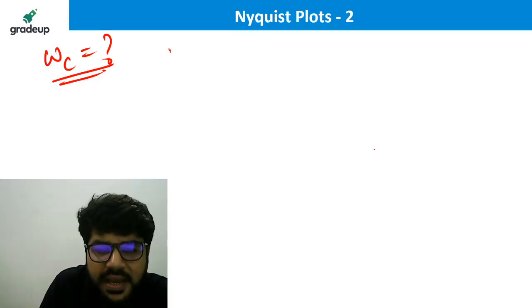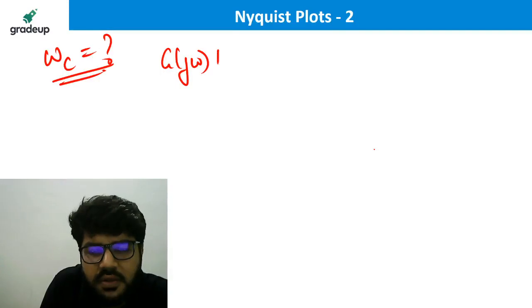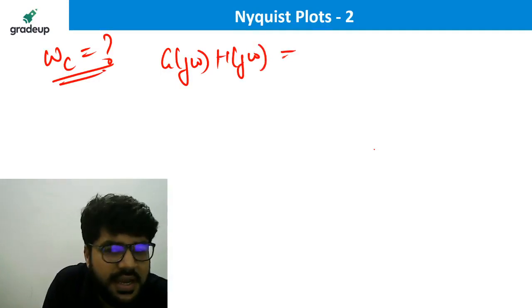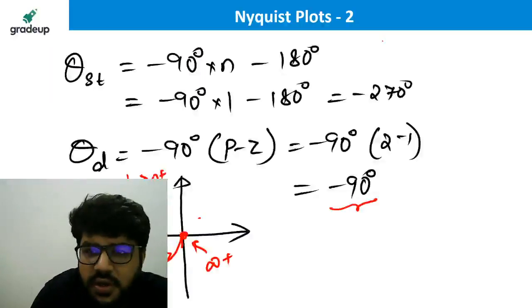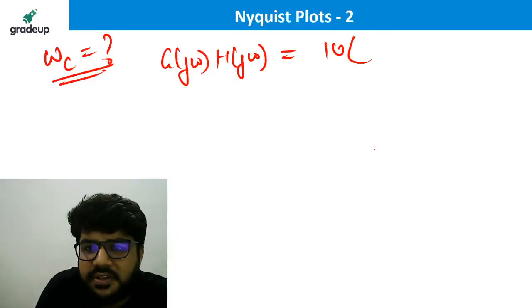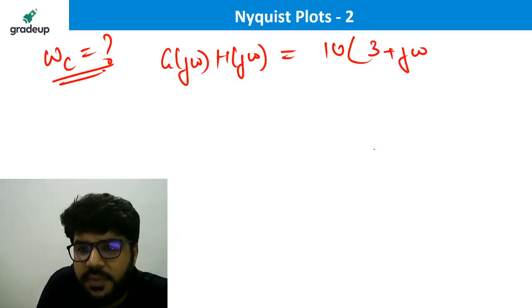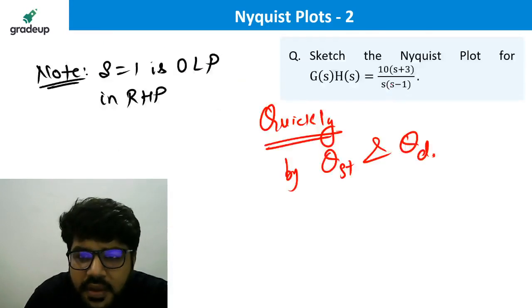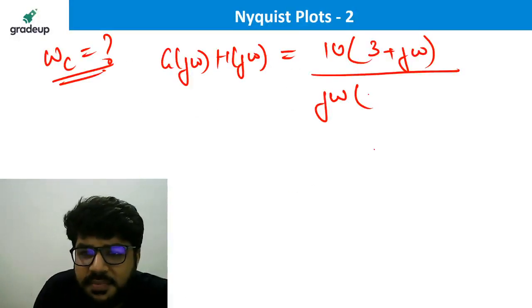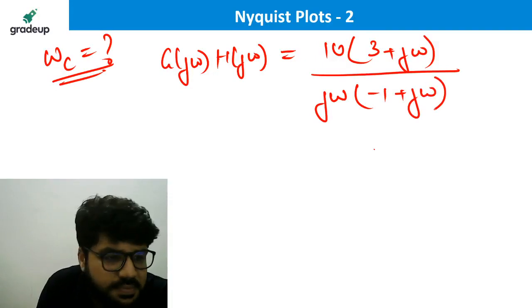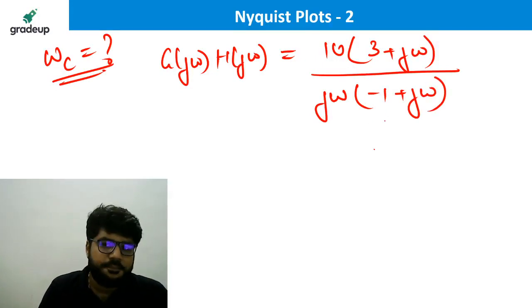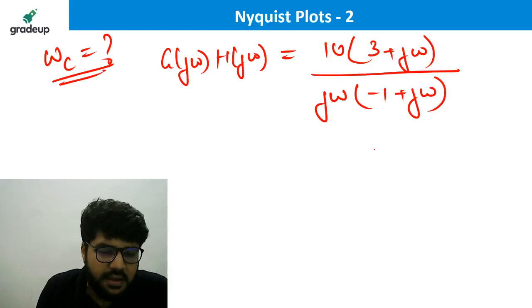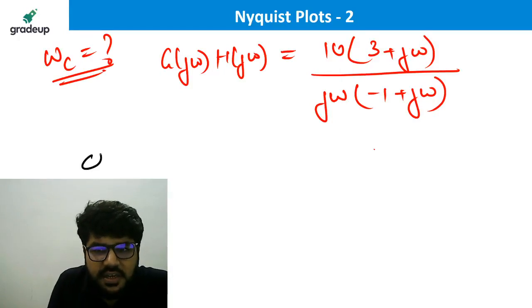What is G(jω)H(jω)? It is 10 into (s plus 3), where s plus 3 means 3 plus jω, divided by s, that is jω, into (s minus 1), that is minus 1 plus jω. So what is the phase expression?